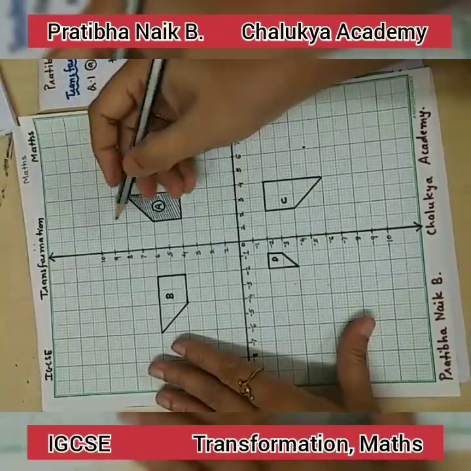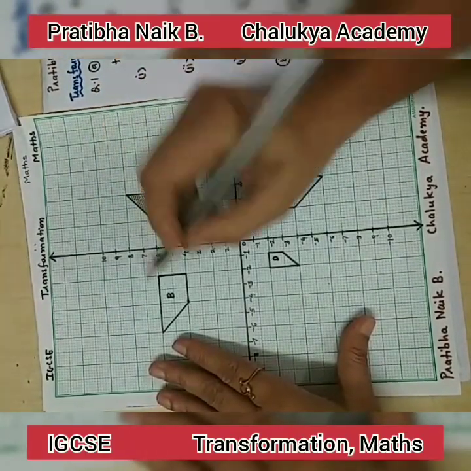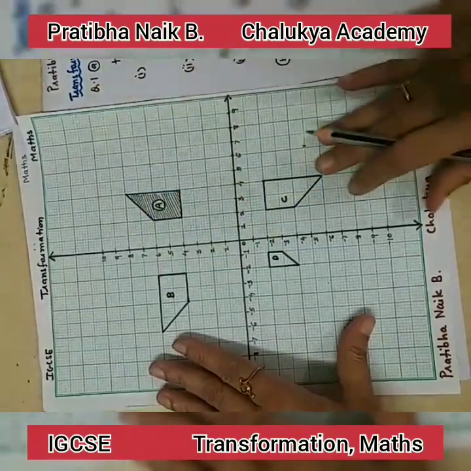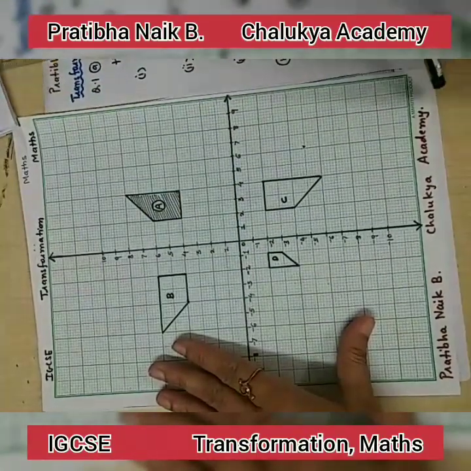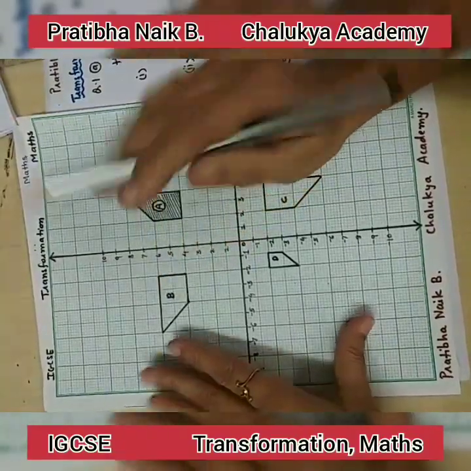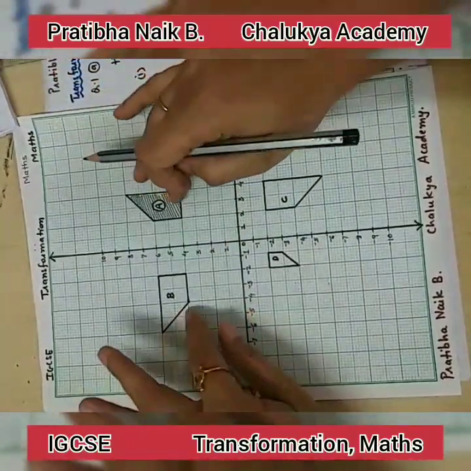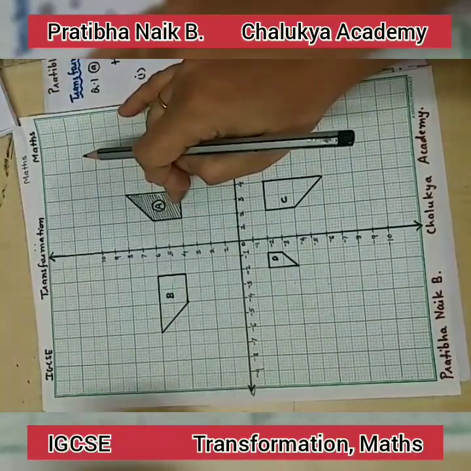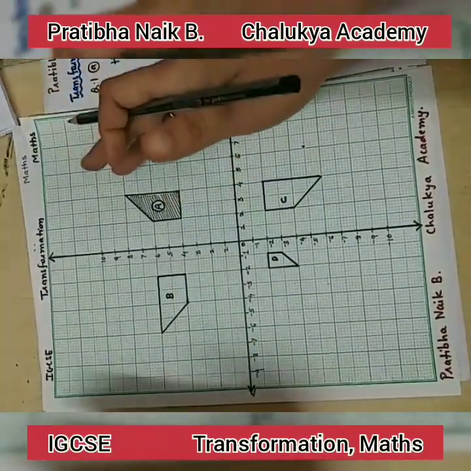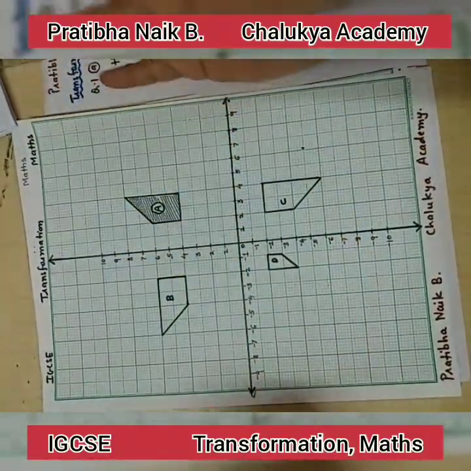First we will see what the type of transformation is from shape A onto shape B. In this case you can see that the size of both the shapes is the same. Since the size is the same, it may not be an enlargement, because in case of enlargement either the size will reduce or it will get enlarged.